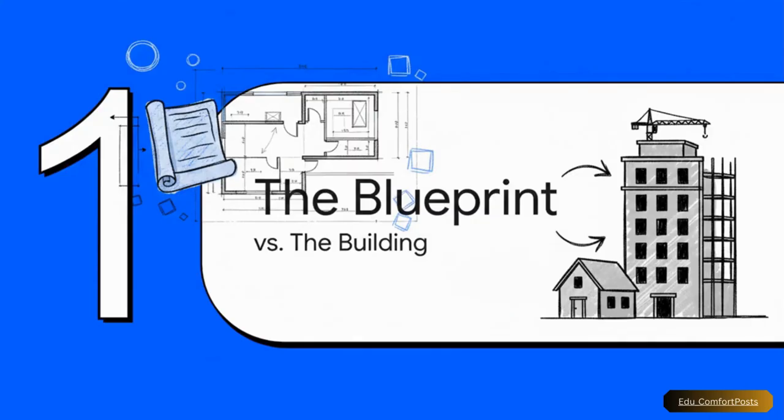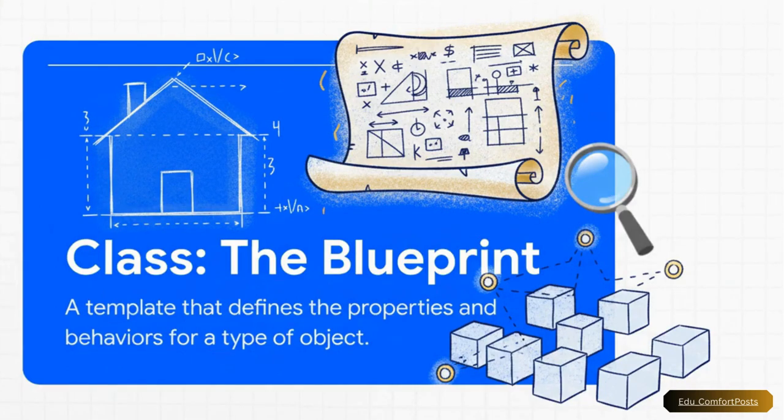Okay, so we have these objects, but where do they actually come from? To get that, we need to talk about the huge difference between having a plan and having the actual thing. This brings us to a super important concept, the blueprint versus the building. First up, you've got the class. The class is the blueprint. It's the cookie cutter. It's not the actual car. It's the design for the car. It lays out all the properties and behaviors that any car made from this design should have.